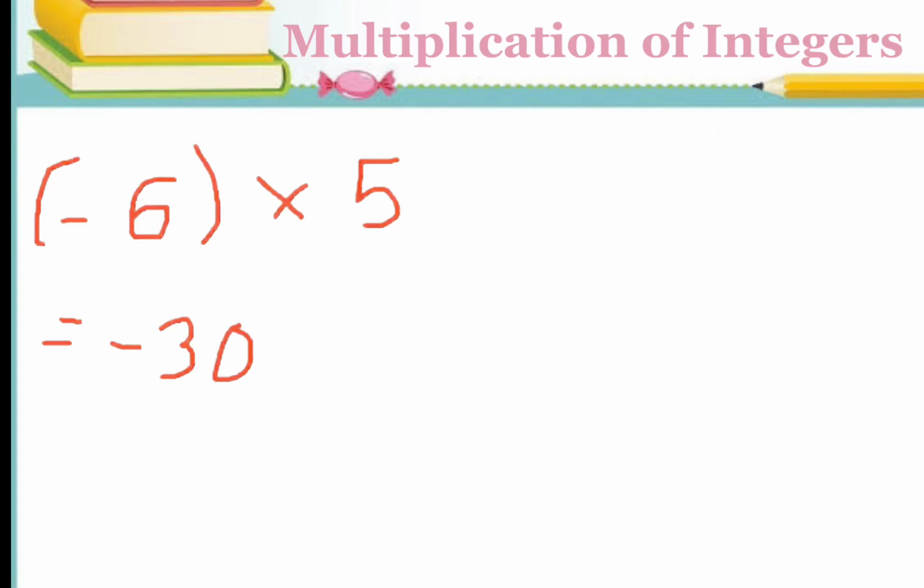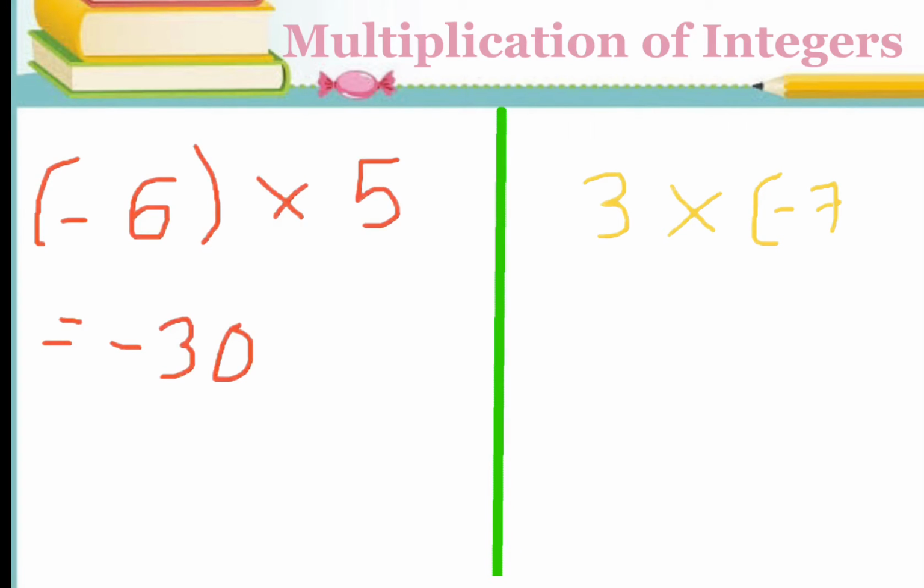For another example, I will use 3 multiplied with minus 7. After multiplying 3 with 7, we get 21 as the answer. Again, as you can see, this is a positive integer and this is a negative integer, so we get a negative integer in the answer. So, in short, the product of two integers with different signs, that is plus and minus, is always a negative integer, as you can see in the examples.